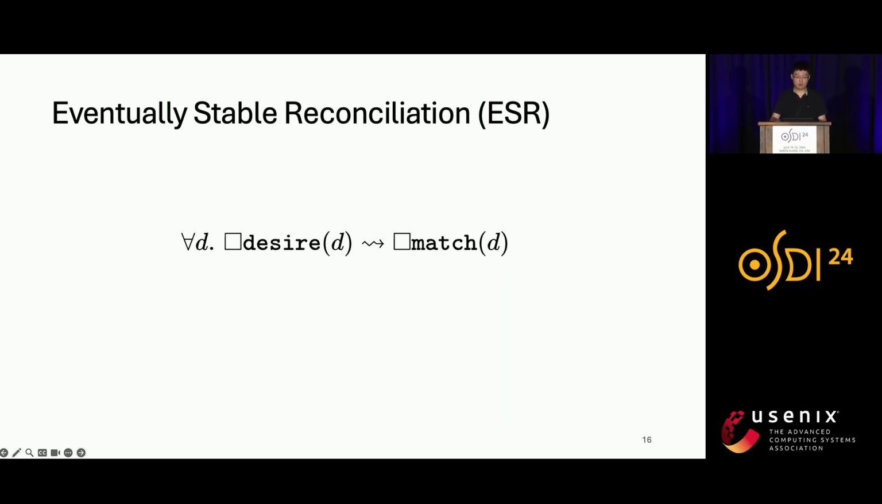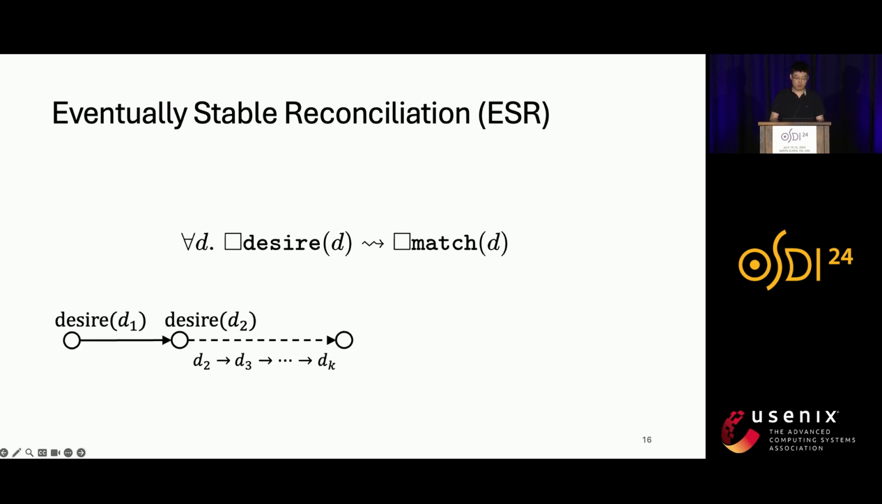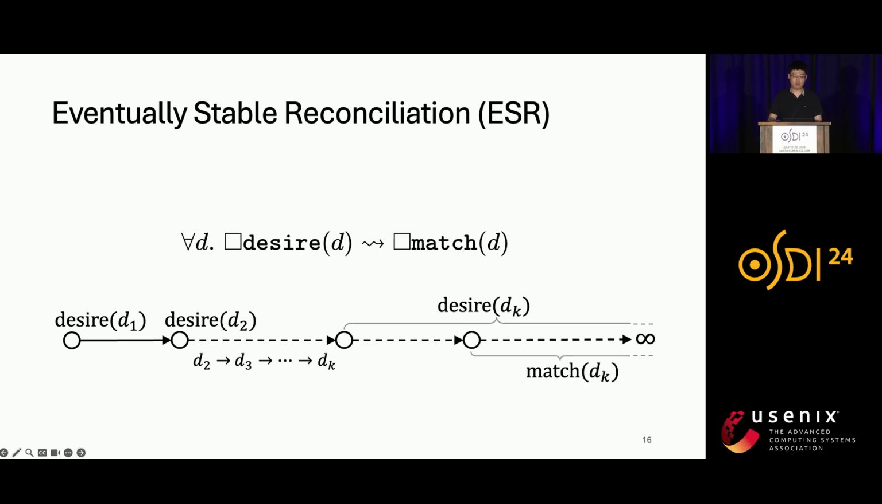Proving ESR gives you the guarantee that no matter how many changes the desired state goes through, from D1 to D2 to DK, as long as the desired state eventually gets stable, then the controller will eventually make the cluster state match it, which is DK here.